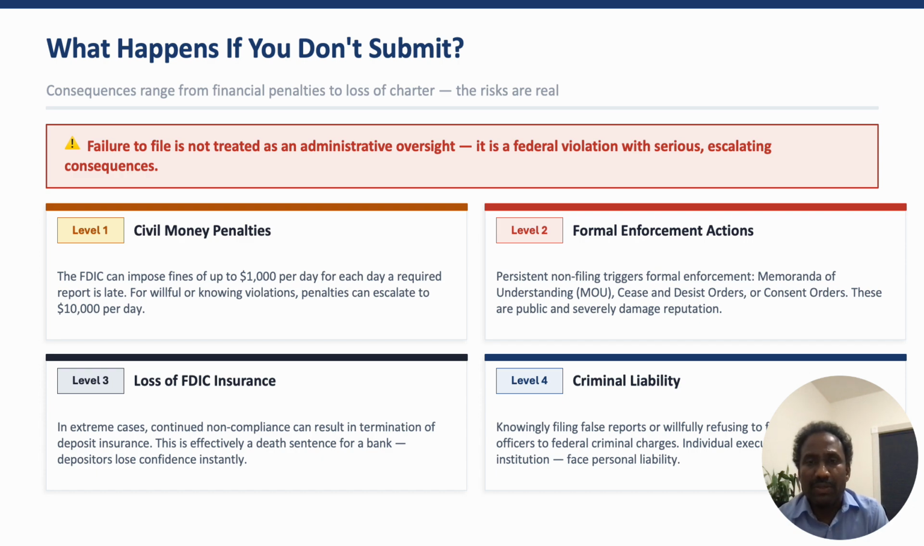And then at the third level, they'll try to put some cases. In extreme cases, they try to terminate the bank's deposit insurance. Why? Because they are not in a position to get the reports. They'll try to terminate that insurance because, with FDIC insurance, they have a lot of amounts to pay. That is the reason they'll try to avoid those insurances. And the last step will be criminal liability. They'll try to take control of that entire bank.